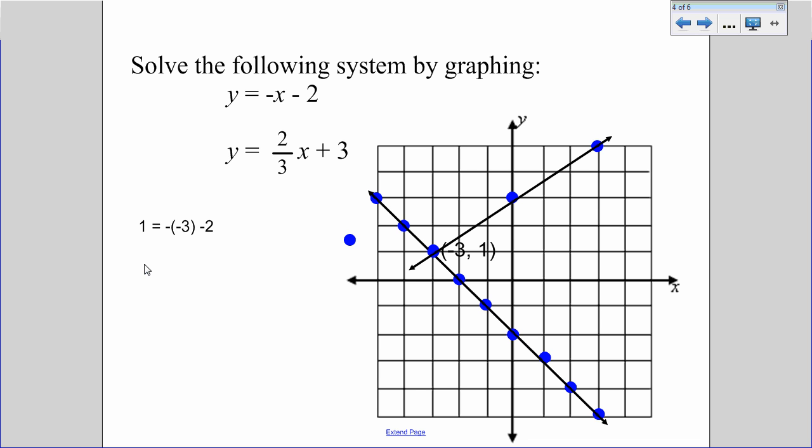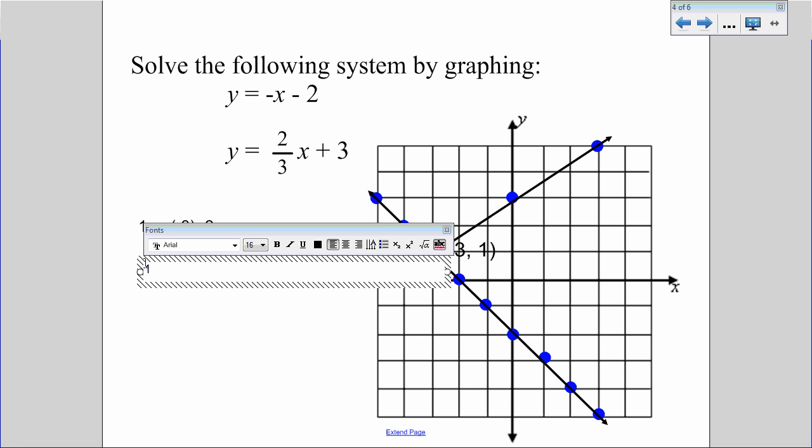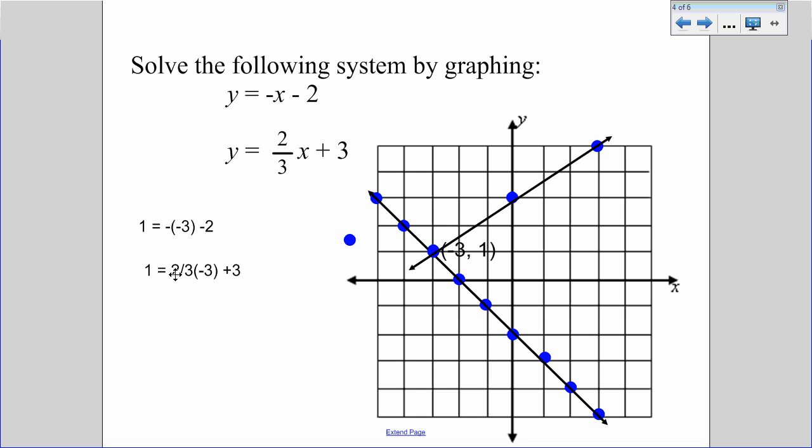If we plug it into the second equation, we're going to have 1 equals 2/3 times negative 3, and then plus 3. If we do 2/3 times negative 3, that's negative 2, and negative 2 plus 3 is 1. So we can see that by graphing and checking that answer algebraically, our solution is (-3, 1).